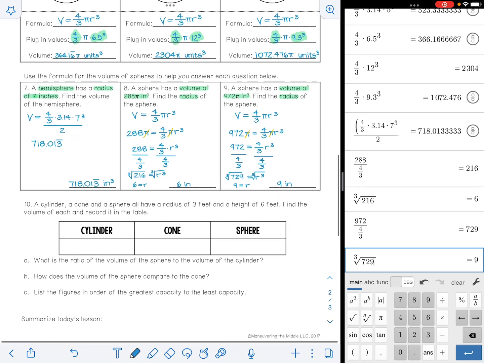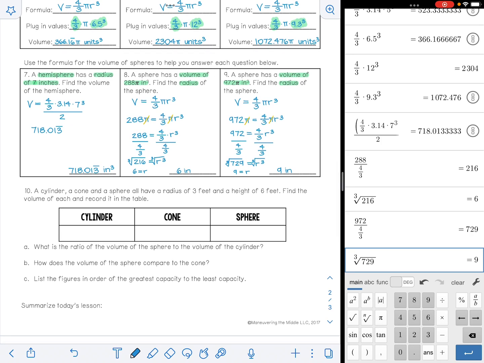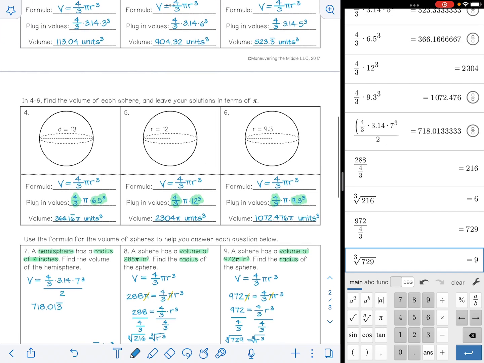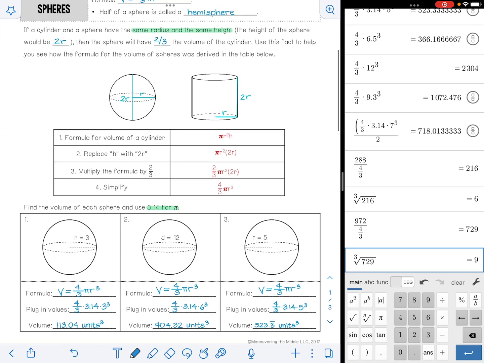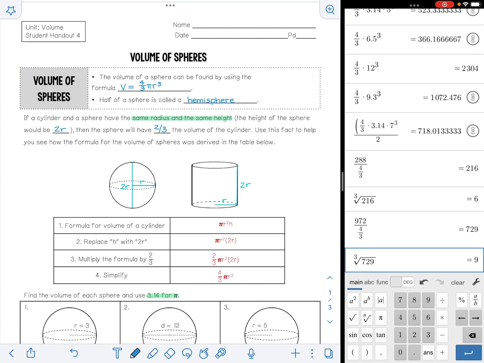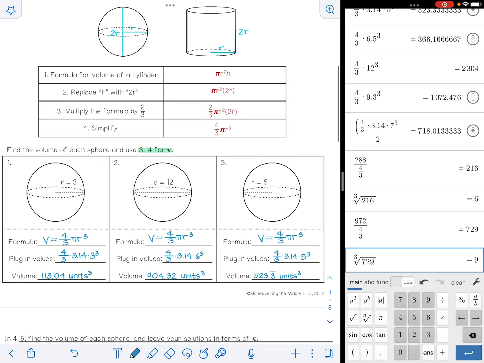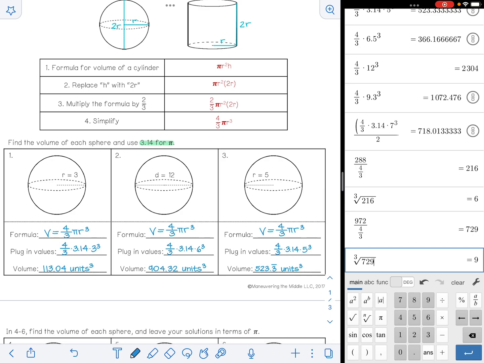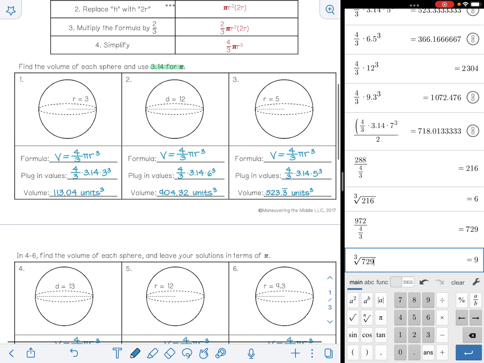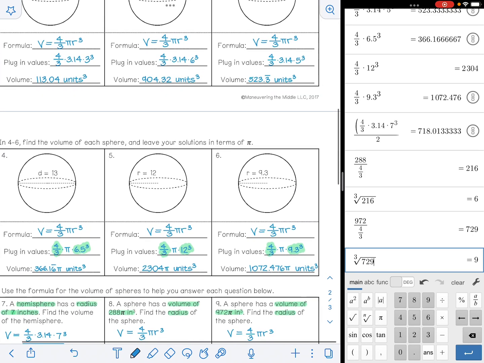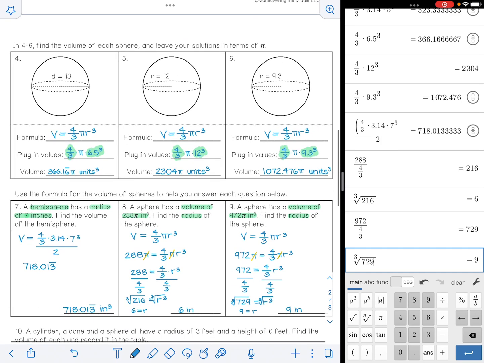We are not going to look at number 10 today. That's something you can try to figure out on your own if you would like, but we covered the basics of spheres. So we have our formula, 4/3 pi r cubed. We talked about what a hemisphere is. How can we find volume if we're just using 3.14? How would we find volume if we wanted it in terms of pi? And then practicing a hemisphere problem and a couple working backwards problems.